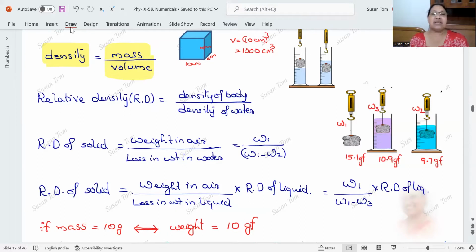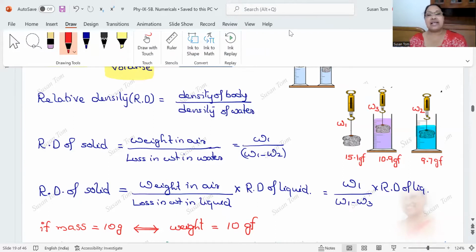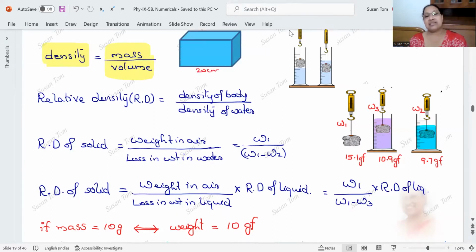Instead of a cube, if it's a cuboid: cuboid means, children, having the same 6 faces, but length, breadth and height are different, maybe this way. It's a cuboidal structure. At least any 2 of them may be different. Suppose length is 20 centimeter, breadth is 4 centimeter, and height is 6 centimeter.